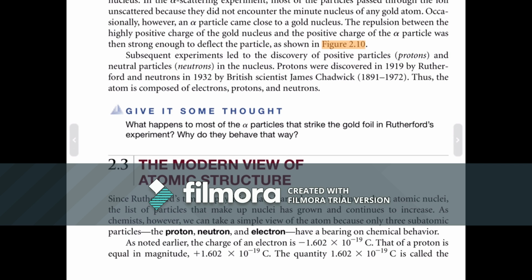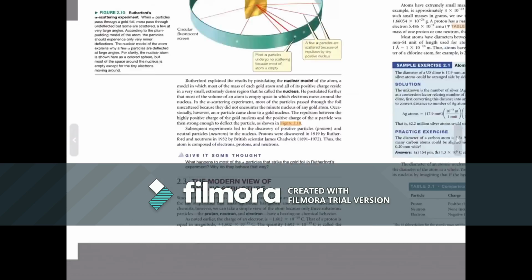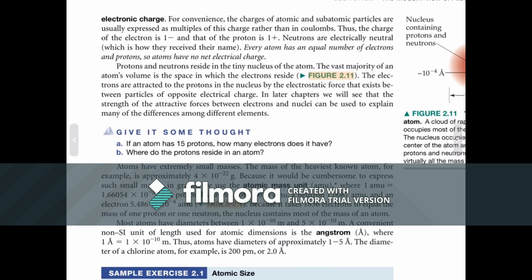As noted earlier, the charge of the electron is negative 1.602 times 10 to the negative 19 coulombs. That of a proton is equal in magnitude, positive 1.602 times 10 to the negative 19 coulombs. The quantity 1.602 times 10 to the negative 19 coulombs is called the electronic charge. For convenience, the charges of atomic and subatomic particles are usually expressed as multiples of this charge rather than in coulombs. Thus, the charge of the electron is negative 1, and that of the proton is positive 1.